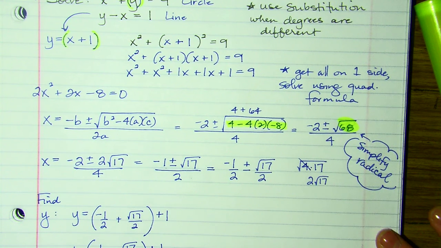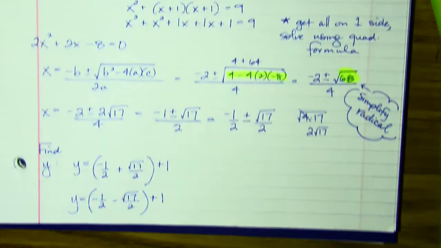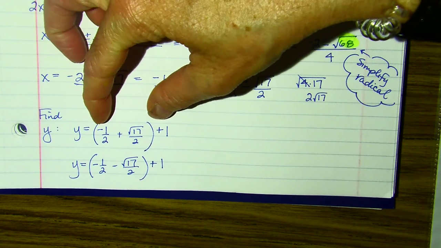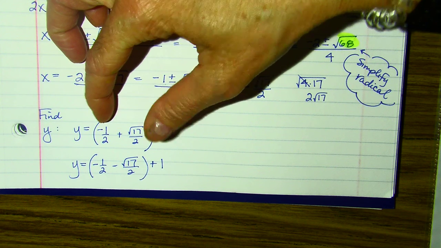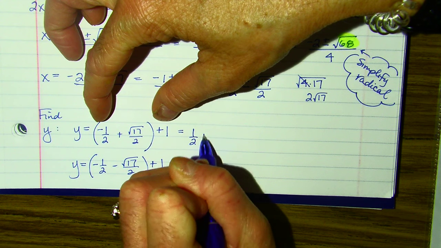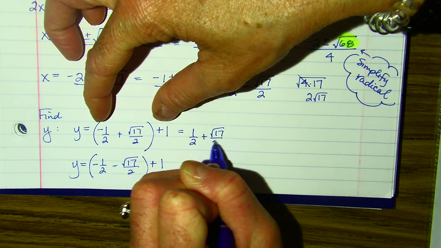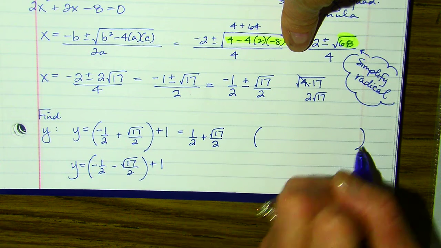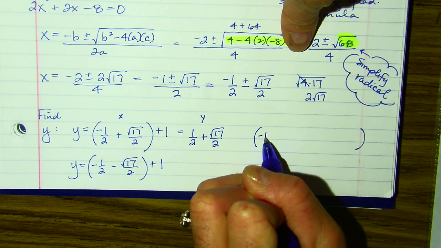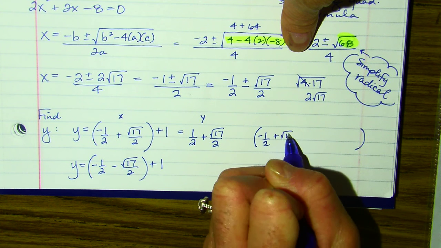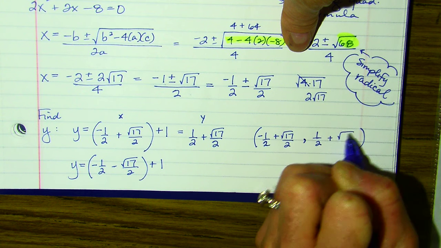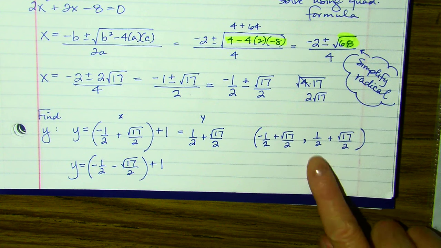plus 1. Now, the only two things I can combine are my real numbers, my integers. So 1 minus 1/2 gives me a y value of positive 1/2 plus root 17 over 2. So the first point of intersection, remember this is x and this is y. My x value was negative 1/2 plus root 17 over 2, and my y value is positive 1/2 plus root 17 over 2. So that's one point of intersection.